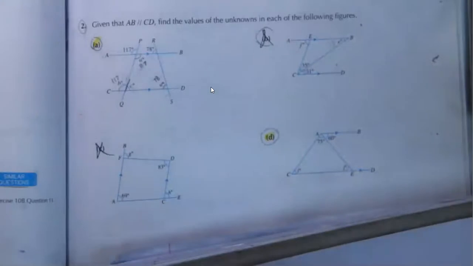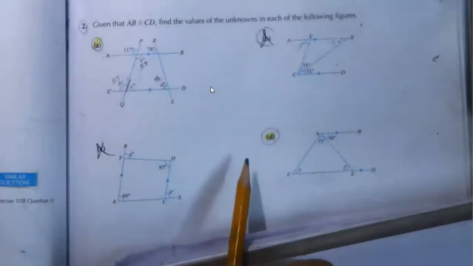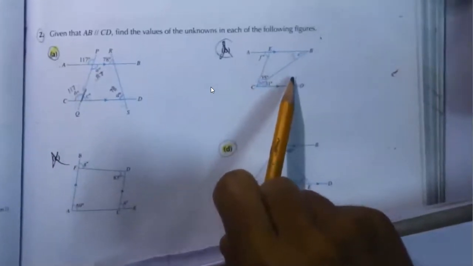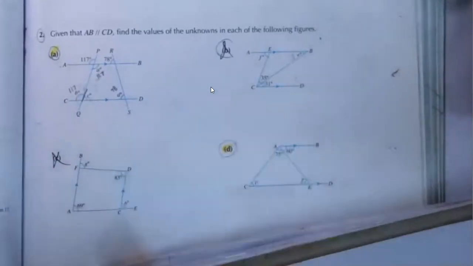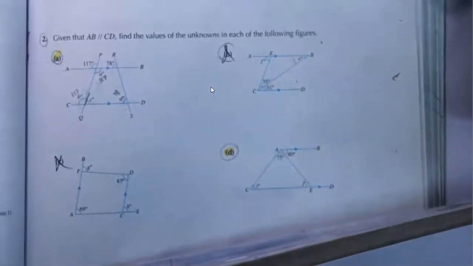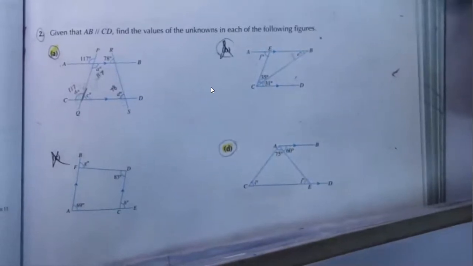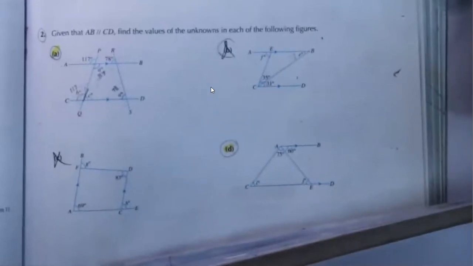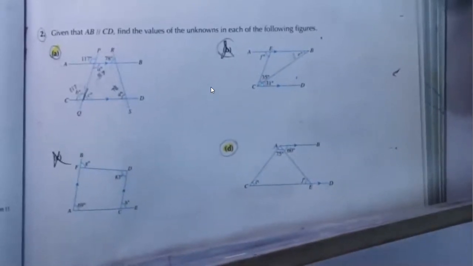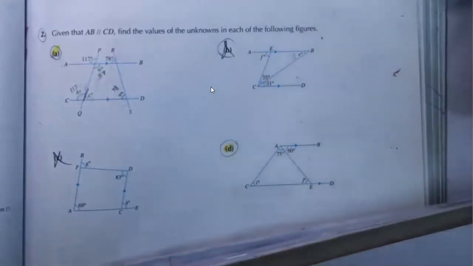Okay, now part B. Let's start with E. How can we find out E? Teacher, but E and 35 are interior angles. Yeah, wait, Javeria. Yes, Abiha, what are you asking? Teacher, is the transversal the straight line from C to E, or is the transversal the vertical line from B to C?